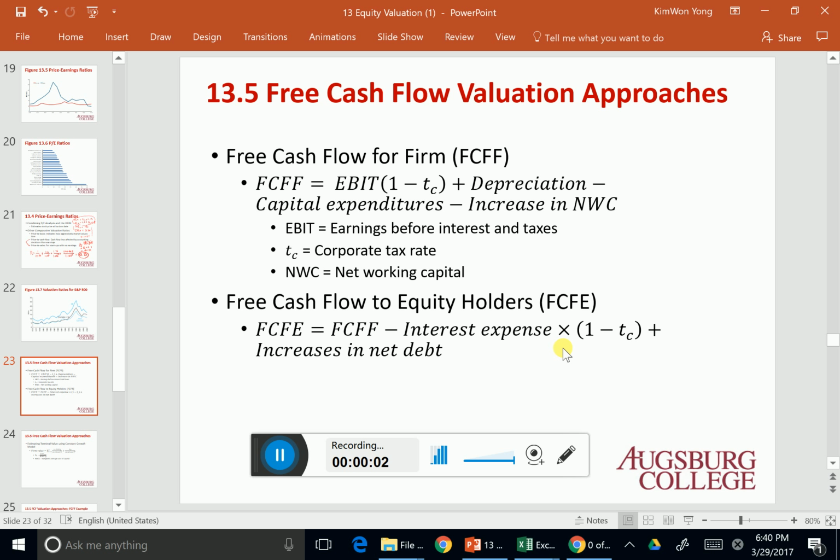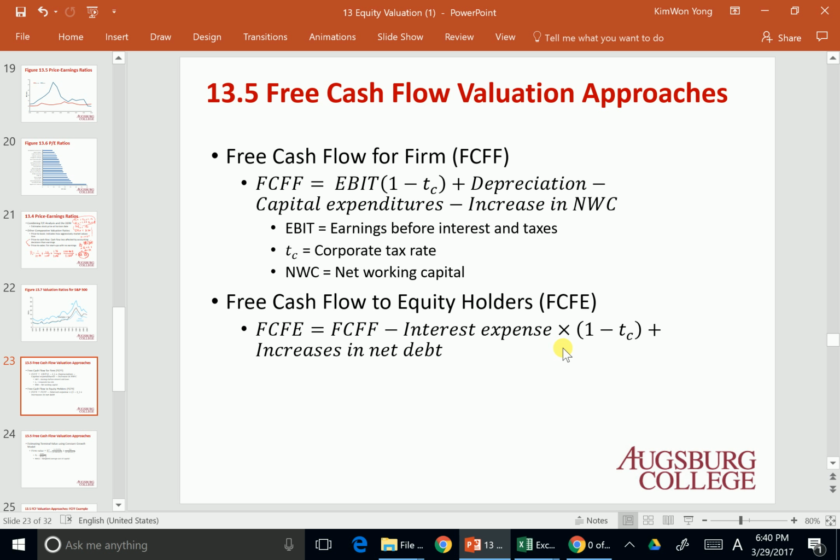The next model is the free cash flow valuation approach. So that's the third last approach we're going to learn this chapter for equity valuation. First of all, we have to know what free cash flow is. Free cash flow is the cash flow generated from using assets. So that's the money that we actually make in terms of cash flow.